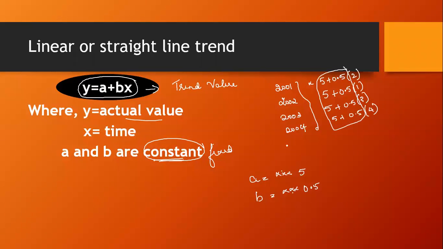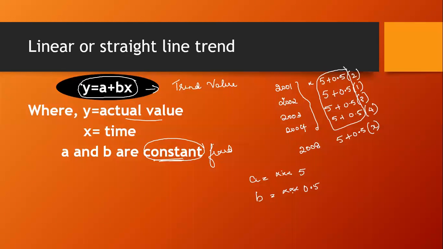For example, when you predict for the future, you are predicting for the future. For example, you want to see the trend value for year 2008. Even then your a and b values do not change. Your a and b values, that is 5 plus 0.5, will remain the same. That will not change. Only the x value changes. Depending upon the years, the x value will be changed. That I will explain when I work out the problem very clearly. Okay, so keep that in mind.